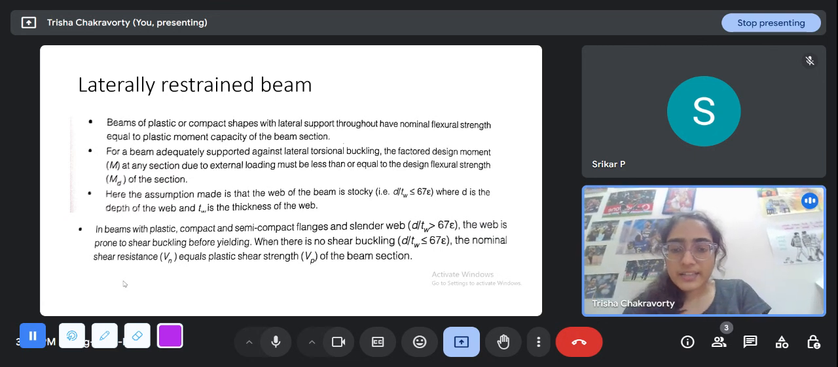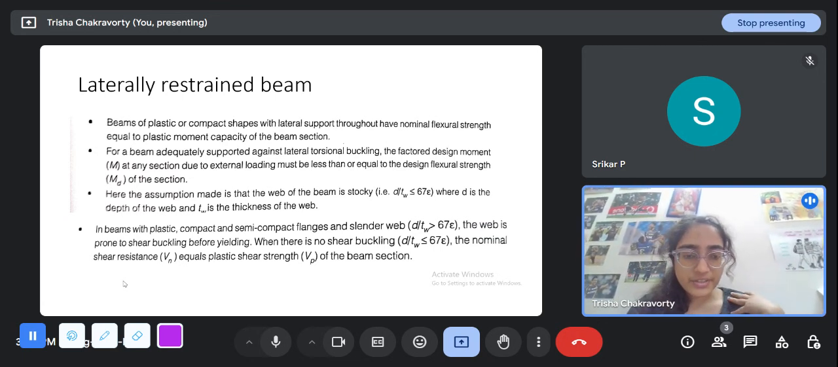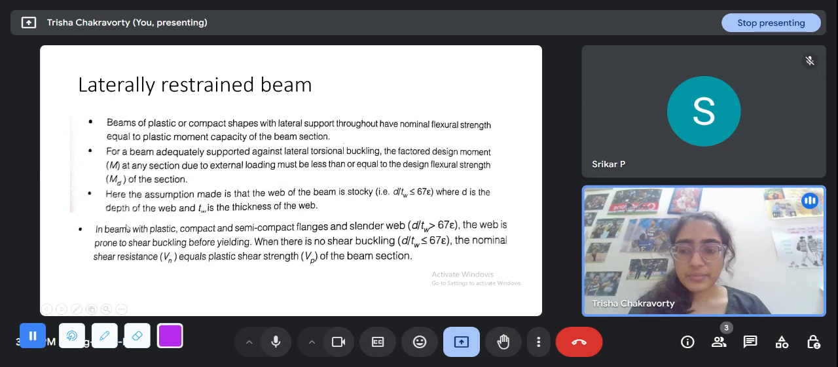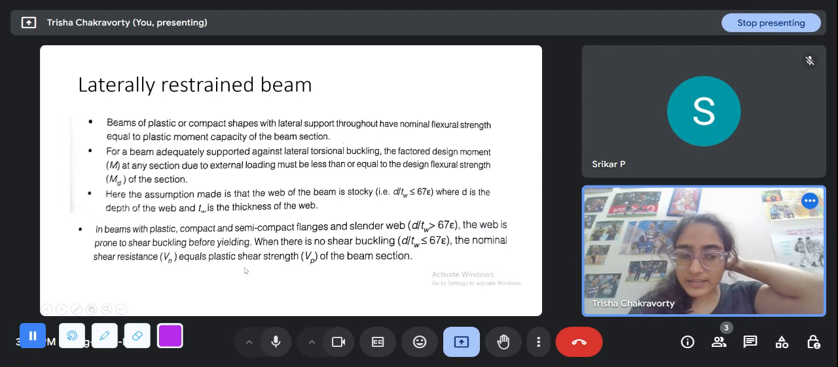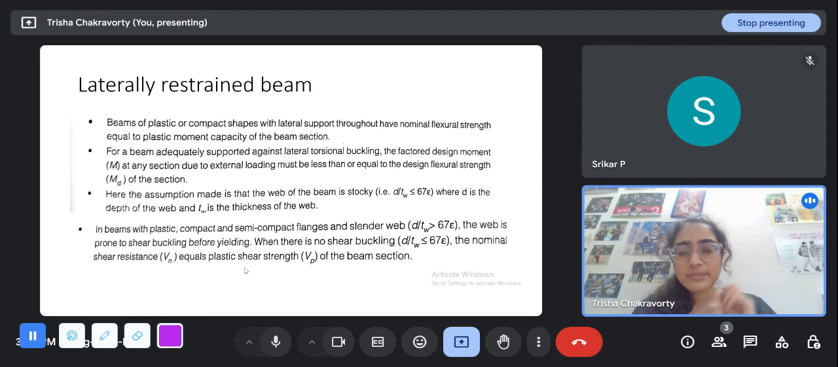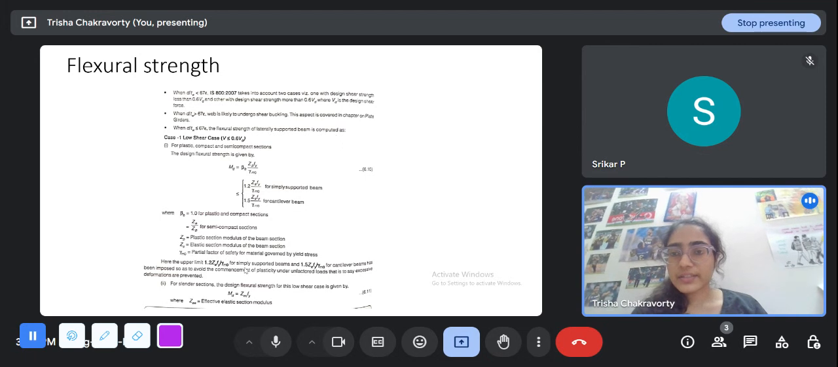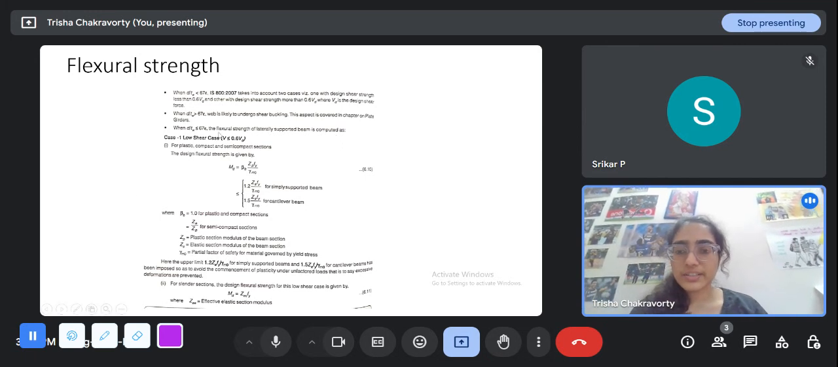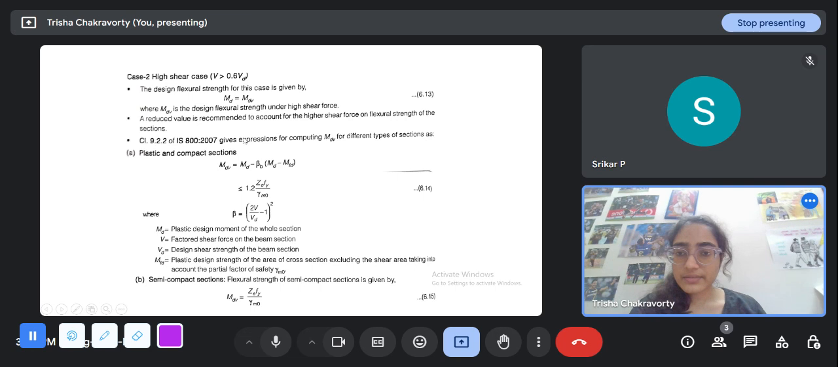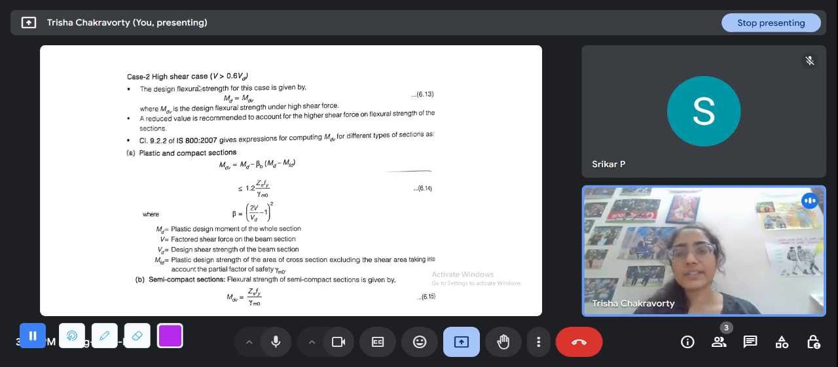In beams with plastic, compact or semi-compact flanges and slender web, d by tw is greater than 67 epsilon. The web is prone to shear buckling before yielding. When there is no shear buckling, the nominal shear resistance Vn equals the plastic shear strength Vp of the beam section. This is the flexural strength. It has two cases: a low shear case where V is less than or equal to 0.6 Vd, and a high shear case where V is greater than 0.6 Vd.